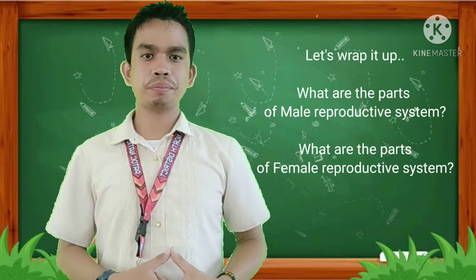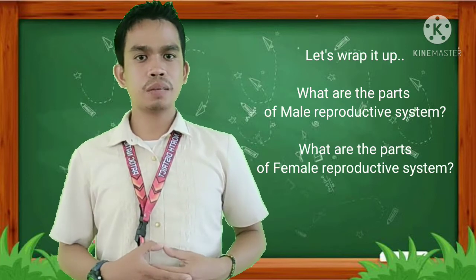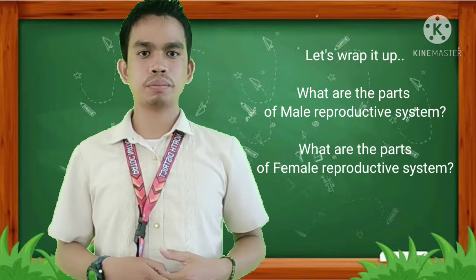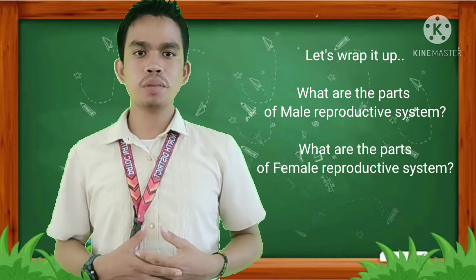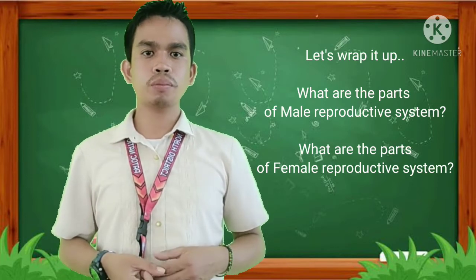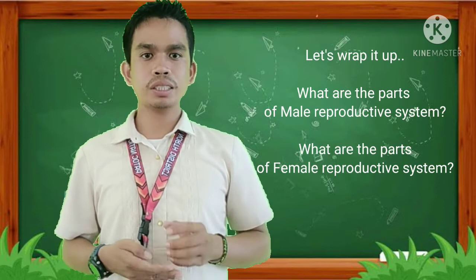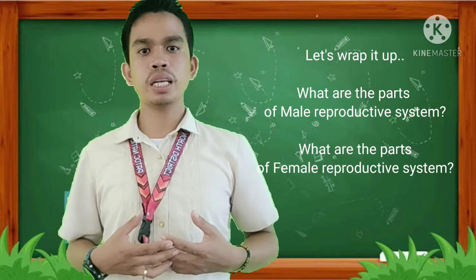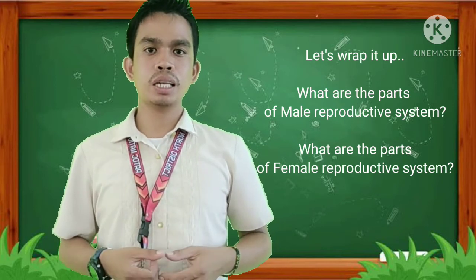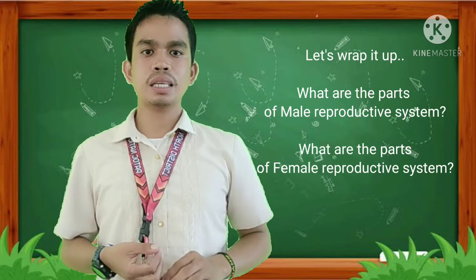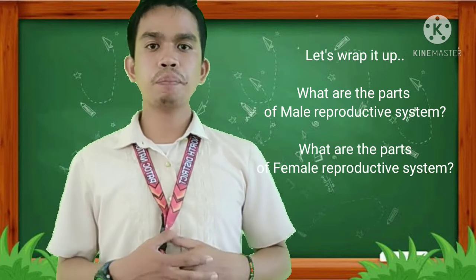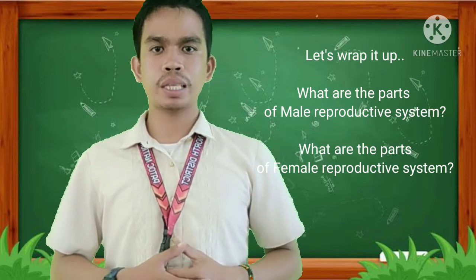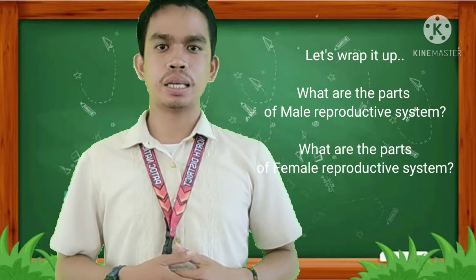Alright, now let's wrap it up. What are the parts of the male reproductive system? What are the parts of the female reproductive system? So for male reproductive system, we have the penis, the scrotum, the testes, the vas deferens, the urethra, and the glands. The glands are composed of three. We have the seminal vesicle, the prostate gland, and the Cowper's gland. The parts of the female reproductive system are the ovaries, the fallopian tube or oviduct, the uterus, and the vagina.